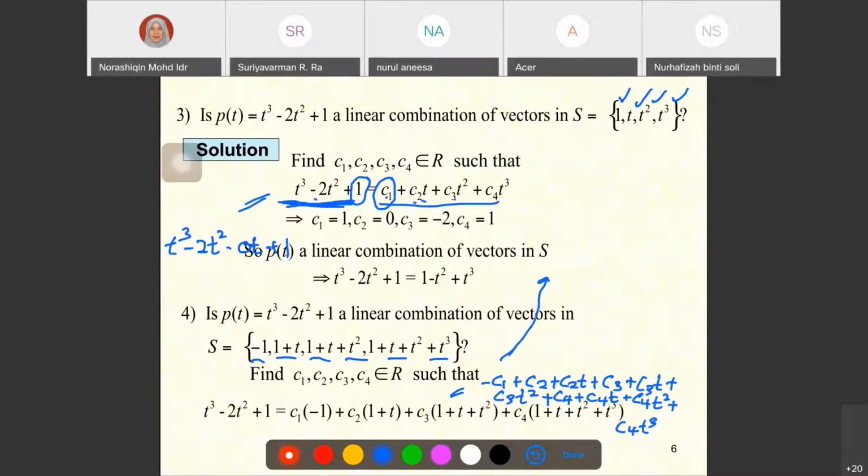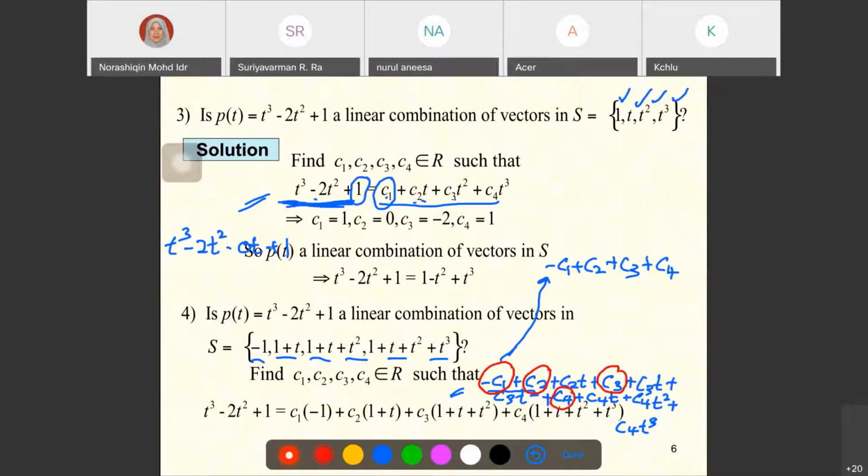Okay. So kita ada apa? Untuk yang without T, we have negative C1 plus C2 plus C3 plus C4. Betul? Yes, doctor. The one without T, is it, doctor? Yang without T plus C4. Yes. Number one. So we have negative C1 plus C2 plus C3 plus C4.